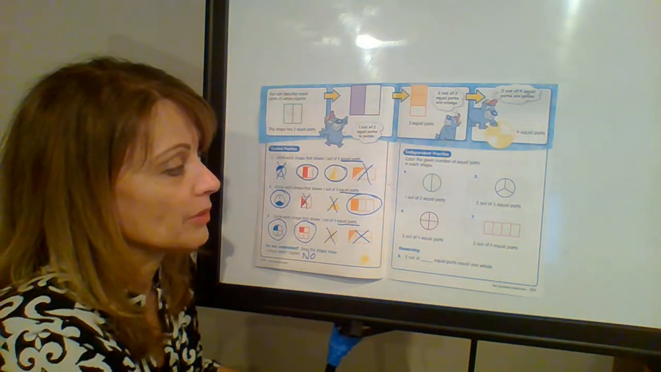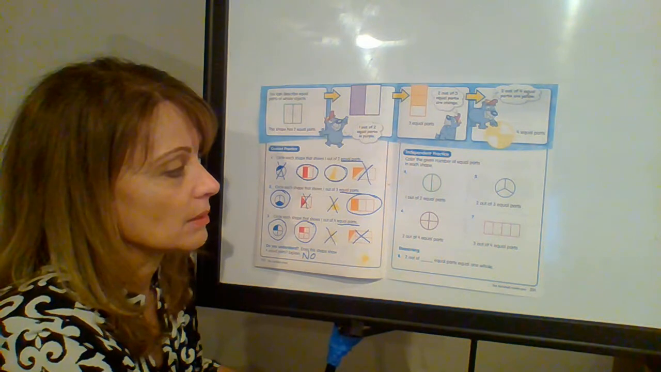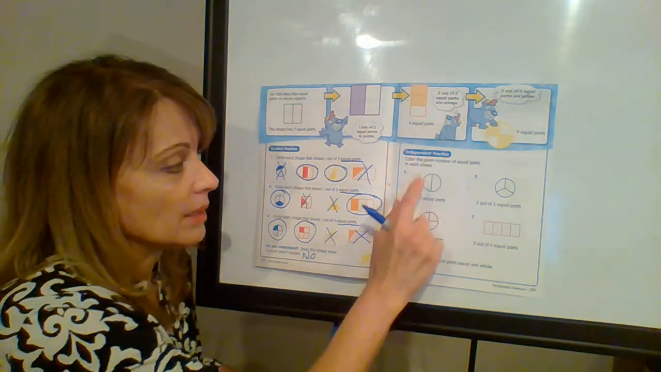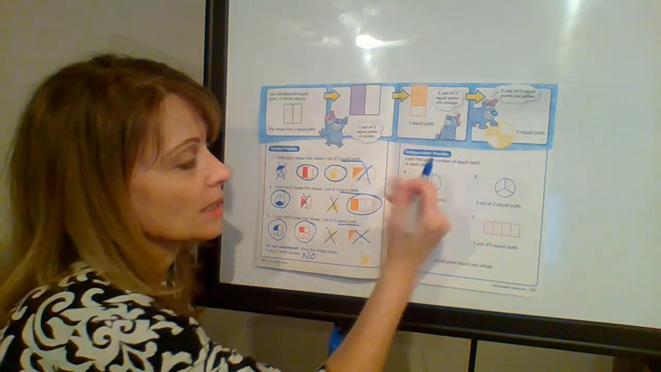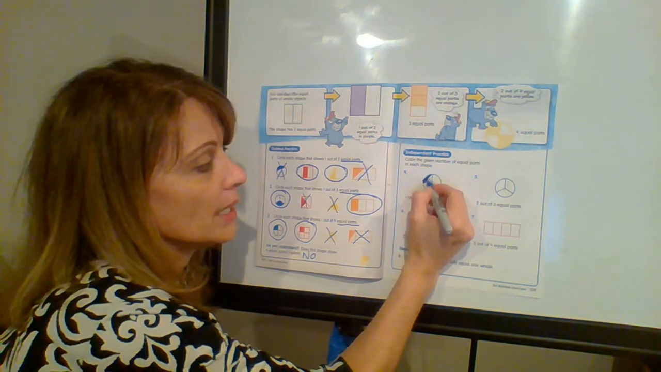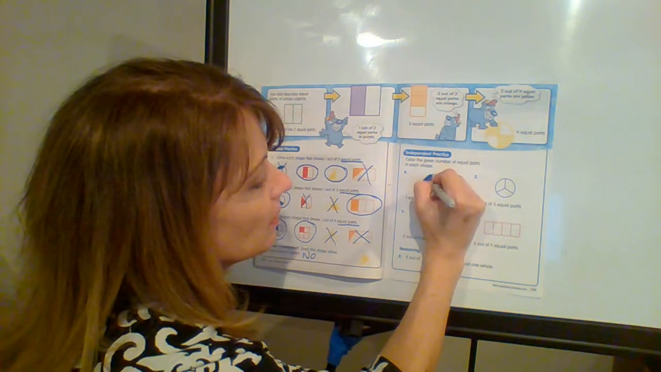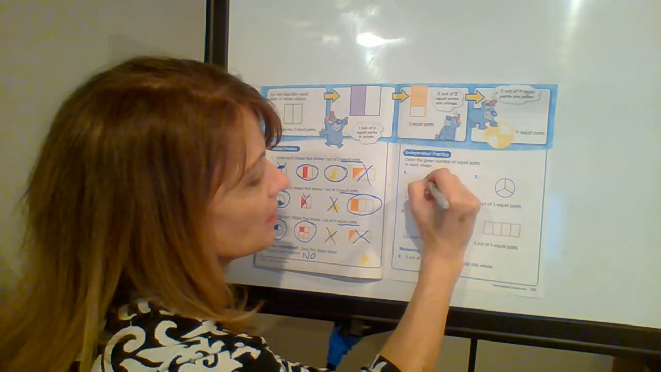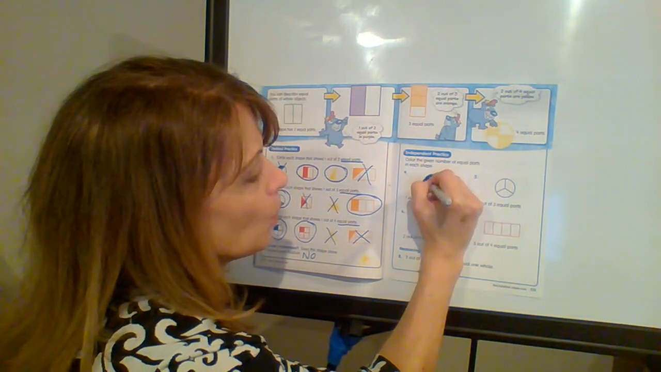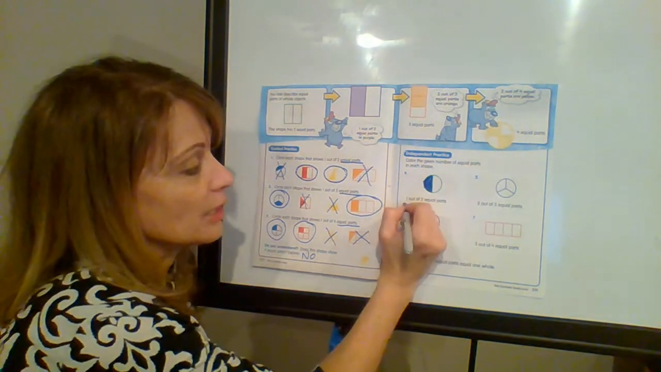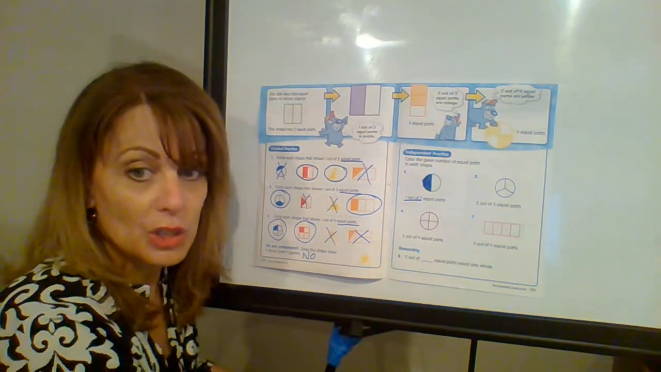Color one out of two equal parts? Well, I have one, two parts. I'm going to color one part. So I'm going to color very neatly. I'm going to stay in the lines and I'm going to color one part. I colored one out of two.